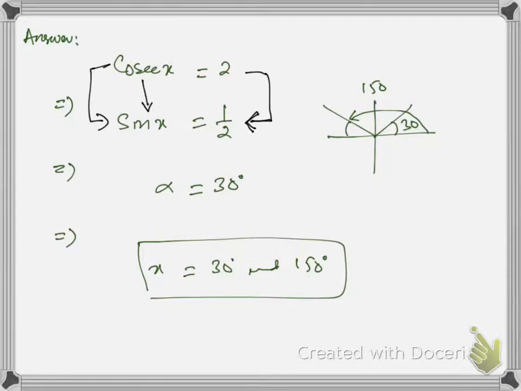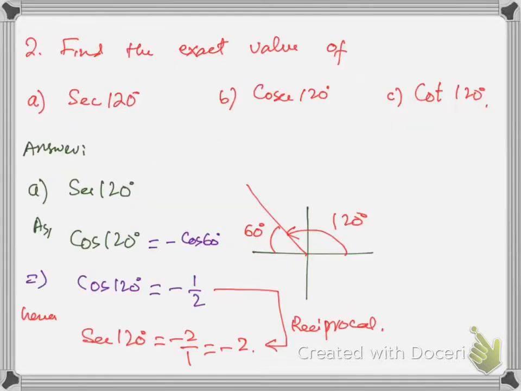Now you know how to solve sin x equals half. Sin is positive, so it must be in first and second quadrant. So the basic angle is 30. Therefore the first answer is 30 and the second answer will be 150. This is the way to solve those type of equations.